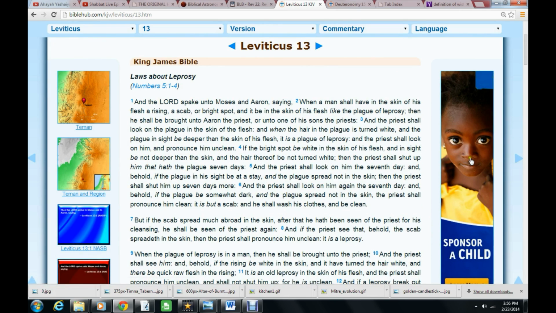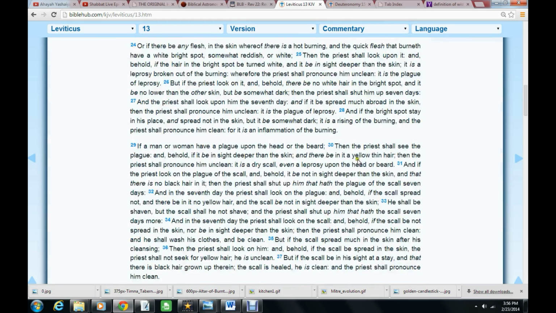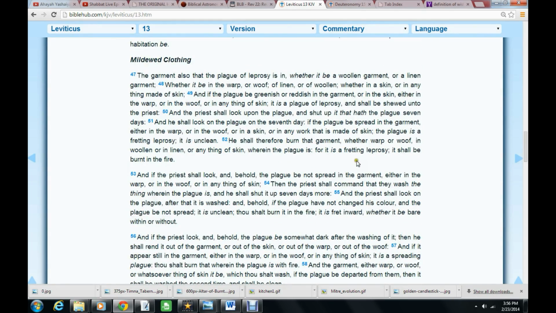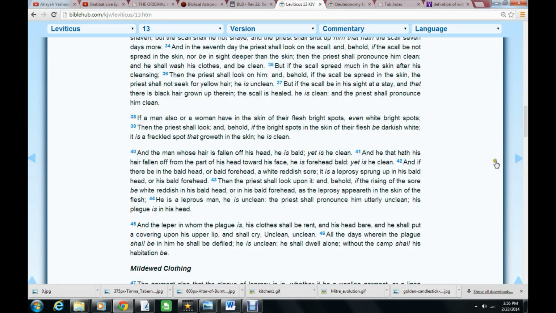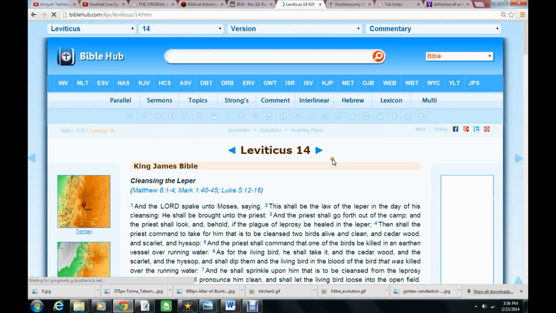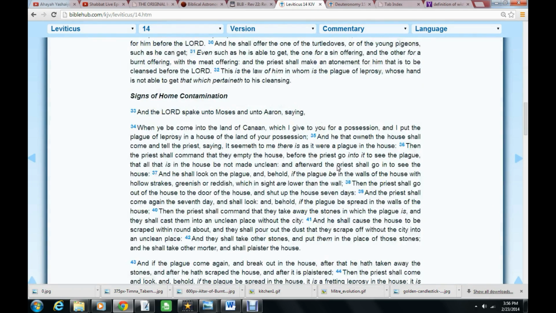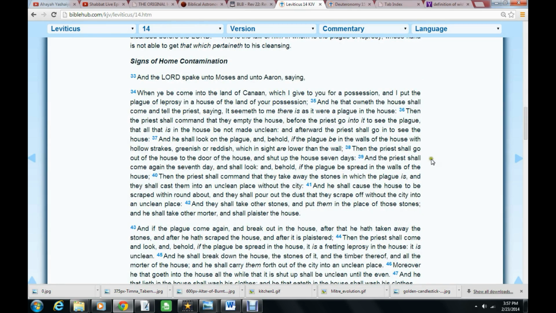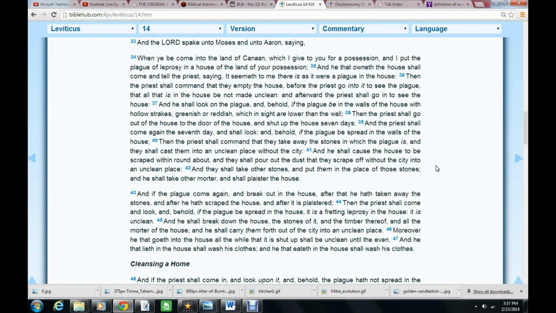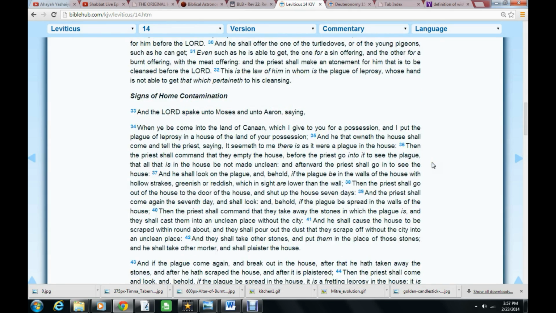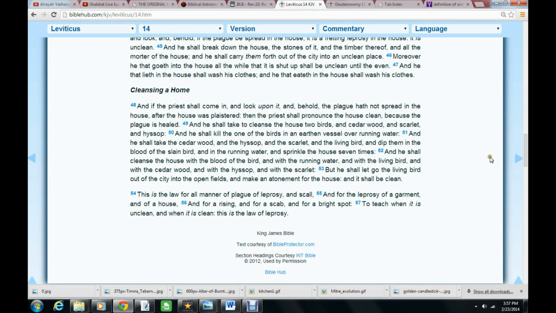Laws about leprosy. See, I'm not going to be reading about that. I'm not going to be getting that far. Mildew clothing. But it will be good to read those sections when we get to there. Cleansing the leper. Skin issues. Signs of home contamination. So it teaches you how to know signs of home contamination. Cleansing a home.